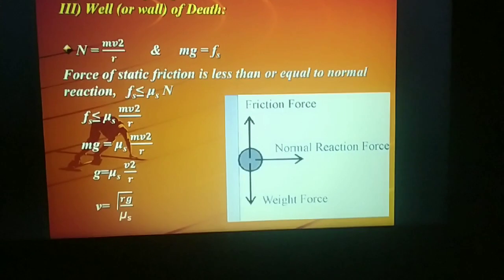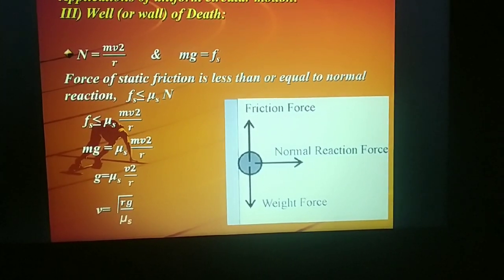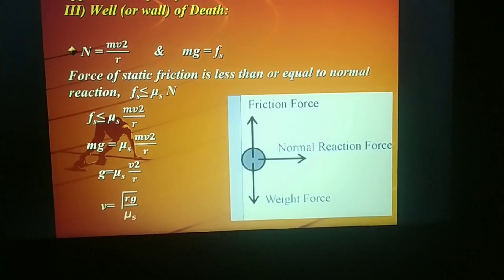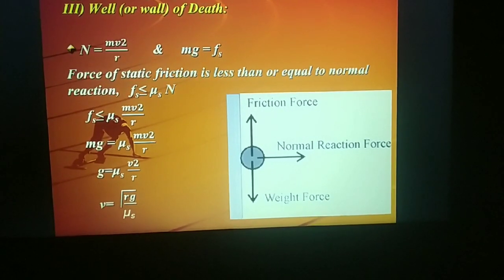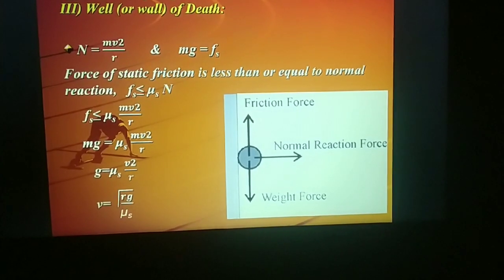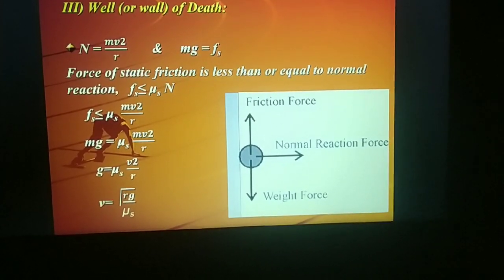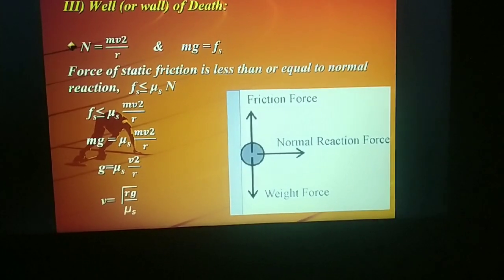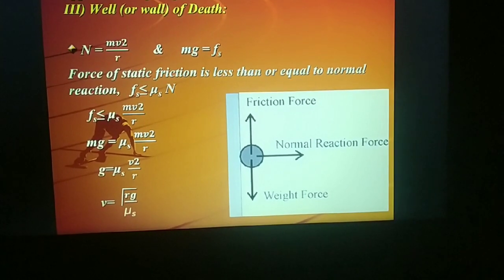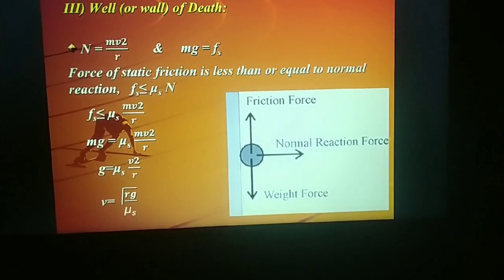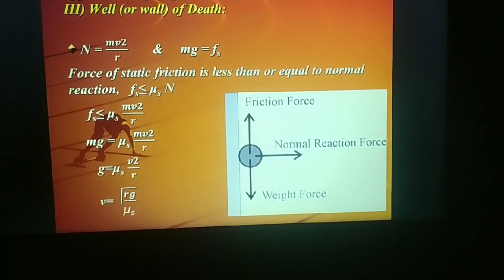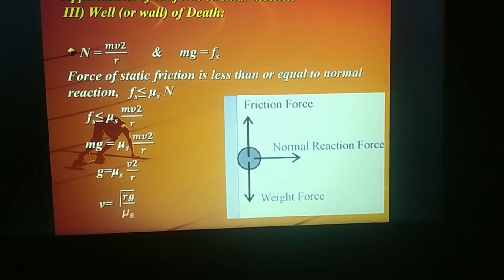Now put in the value of N, the normal reaction, expressed as centripetal force in terms of linear velocity, mv square upon r. So we get fs less than or equal to mu s mv square upon r. Now fs equals mg, so mg equals mu s mv square upon r. Cancel m from both sides, and we get g equals mu s v square upon r.